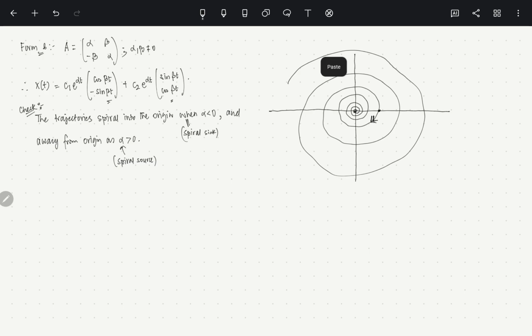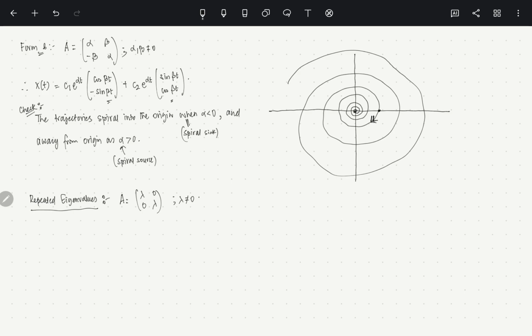Now we have the difficult case. What is the difficult case? The difficult case is the repeated eigenvalues case. What is the repeated eigenvalue? Basically, in this case, let's say your matrix A looks like this: lambda, 0, 0, lambda, and lambda is of course not 0.